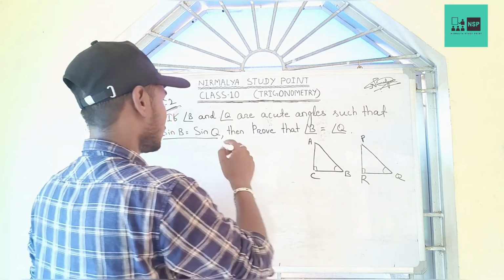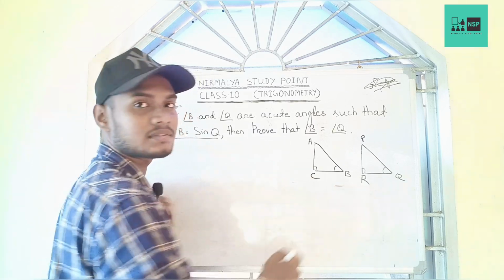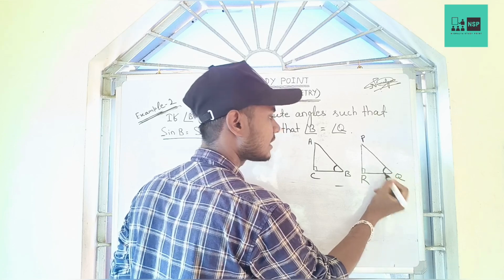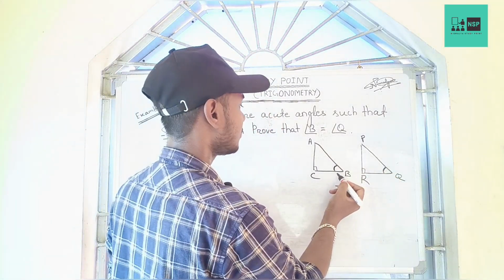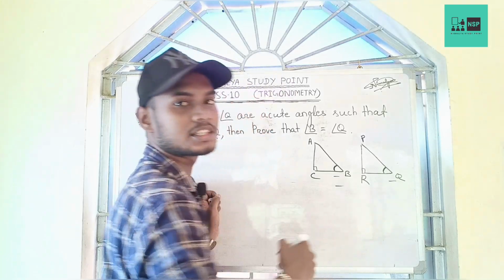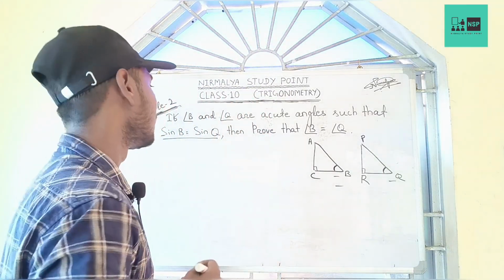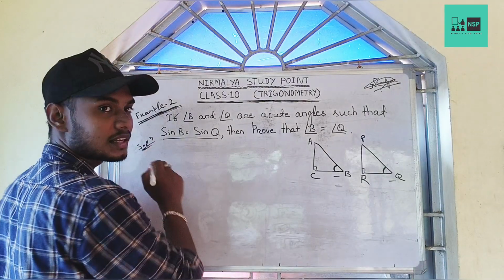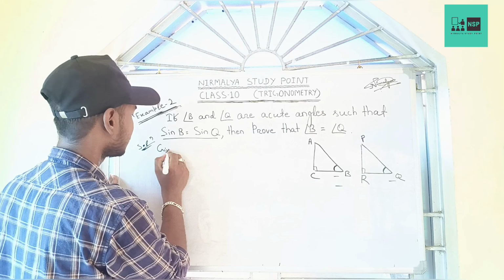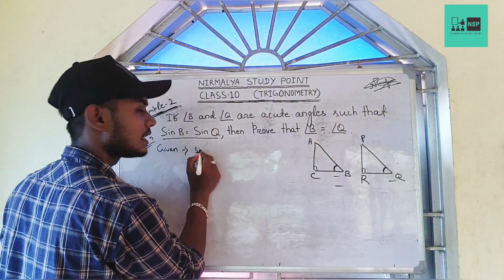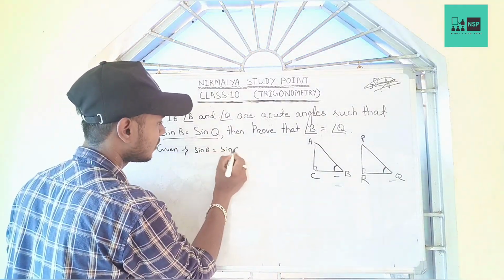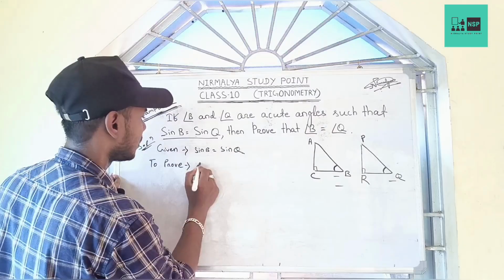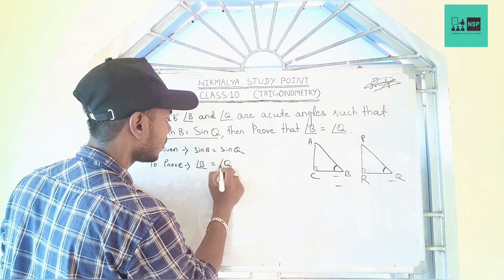Let us see. In the question, two triangles are present, that is ABC and PQR. Here B and Q, we have to prove that B angle is equal with Q angle. We have to prove it. Okay. So what is given? Given: sin B is equal to sin Q. To prove what? To prove B angle is equal with Q angle.